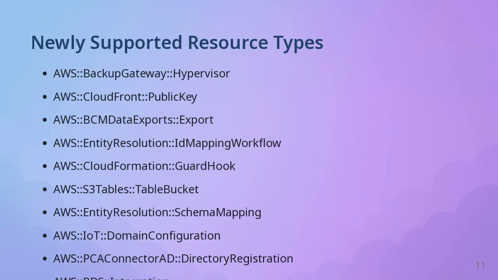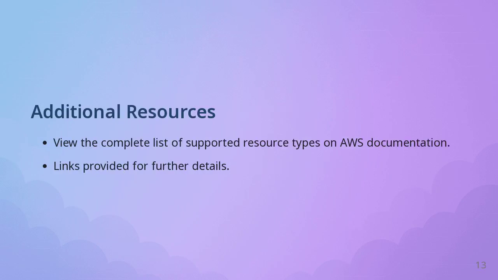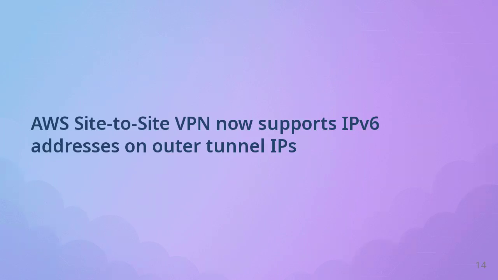These newly supported resource types in AWS Config can now be monitored across all AWS regions where the resources are available. Additionally, these resource types are also integrated with Config rules and Config aggregators. For a complete list of all AWS Config supported resource types, please refer to the AWS documentation on the supported resource types.